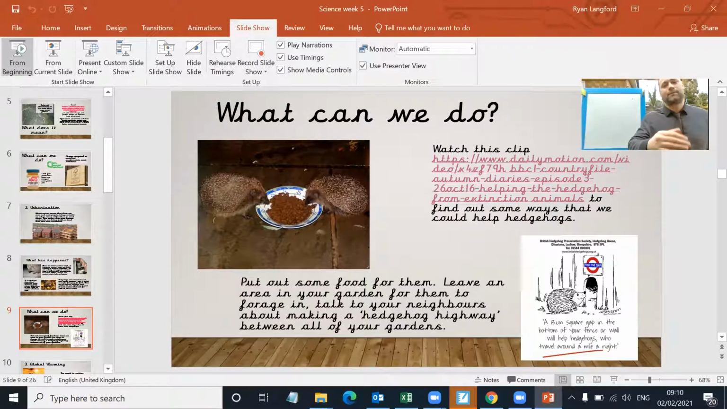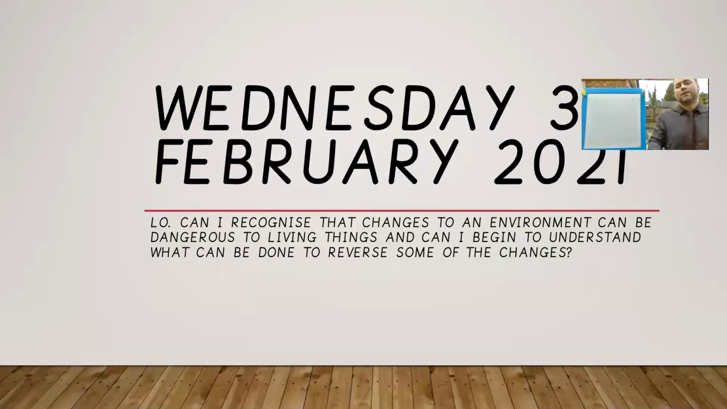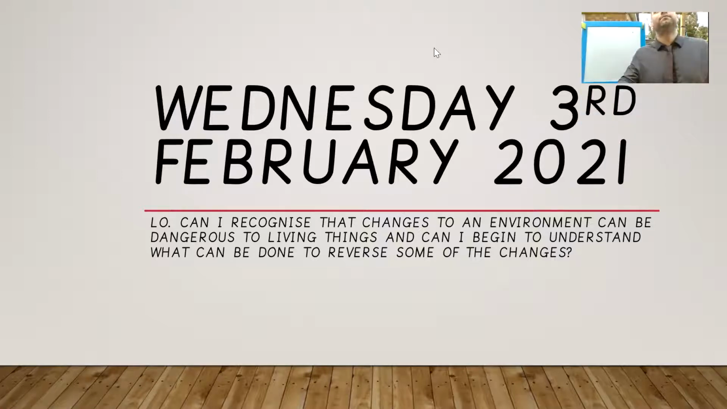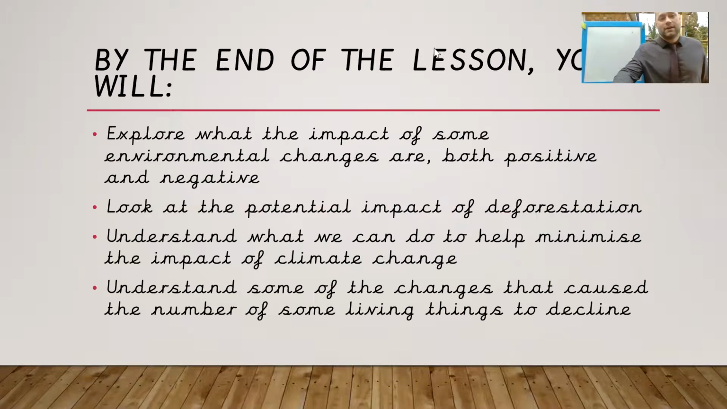So today's lesson, you're going to recognize that changes to the environment can be dangerous to living things, and understand what can be done to reverse some of these changes. By the end of the lesson, hopefully you'll be able to explore the impact of some environmental changes, both positive and negative. Look at the potential impact of deforestation. We're going to look at that word very soon, and understand what we can do to help minimize the impact of climate change.